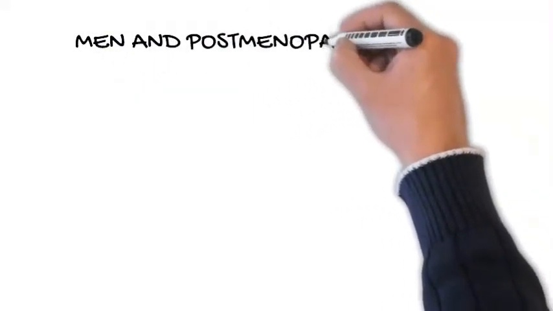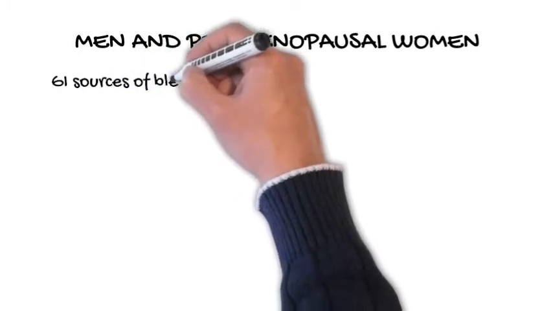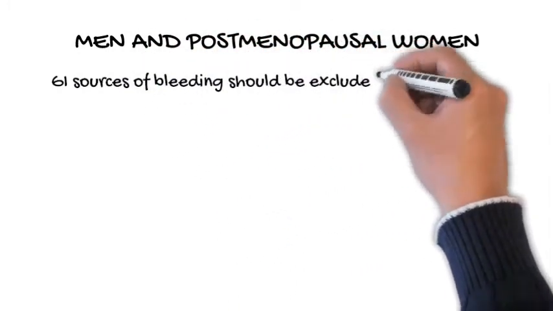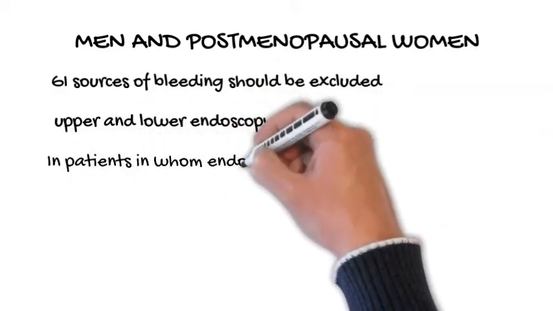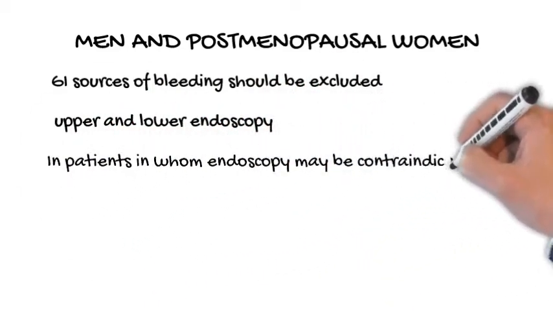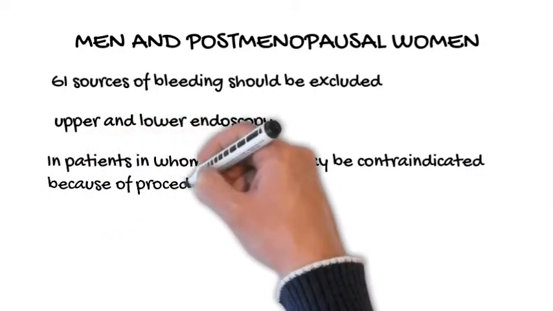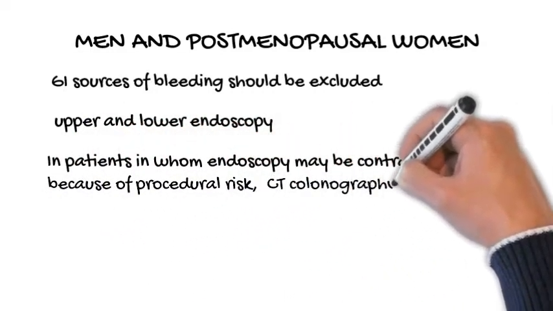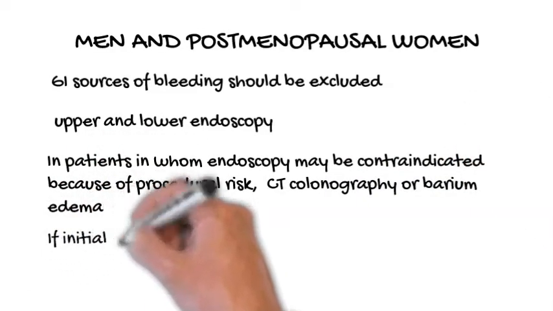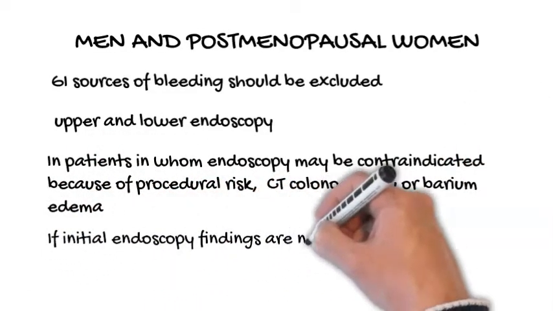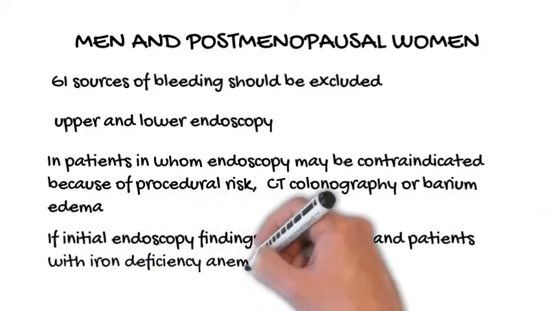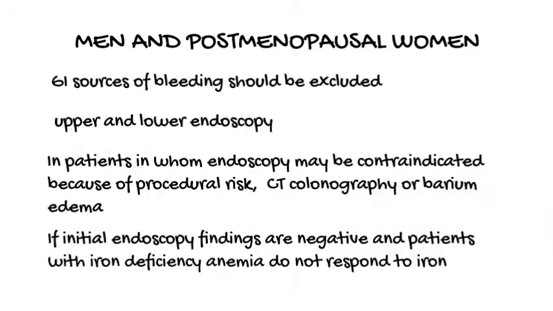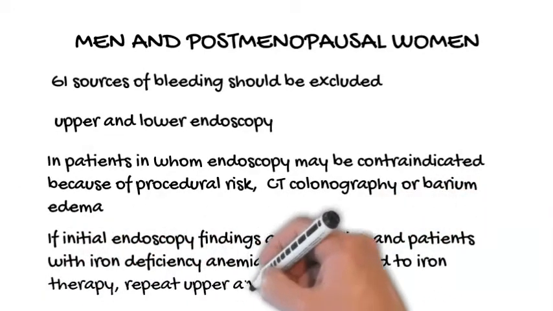Men and postmenopausal women. In men and postmenopausal women, GI sources of bleeding should be excluded. Current recommendations support upper and lower endoscopy. In patients in whom endoscopy may be contraindicated because of procedural risk, radiographic imaging with computed tomographic colonography or barium enema may offer sufficient screening. If initial endoscopy findings are negative and patients with iron deficiency anemia do not respond to iron therapy, repeat upper and lower endoscopy may be justified.